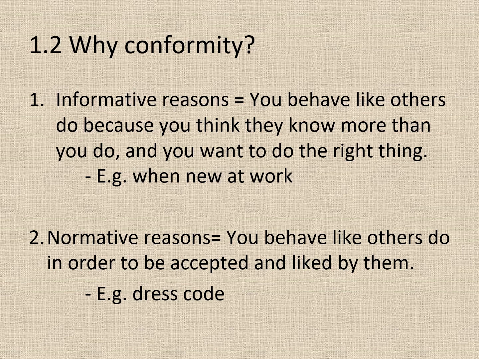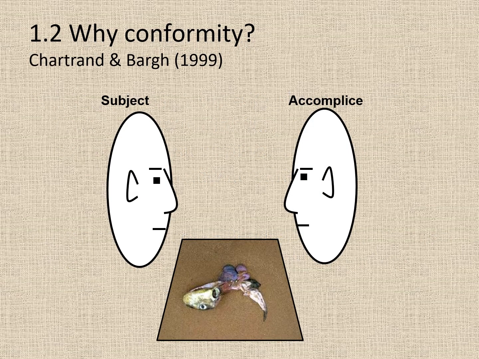Chartrand and Bargh made this study. We have subjects. We put them together in pairs, two and two. And in every pair there is one real subject and one false subject, an accomplice of the researchers. These two persons are going to interact. It was something about photos, and they sit there and describe the photos for each other. I guess this photo was not in the study. It was the most disgusting I could find in my computer, so I took that.